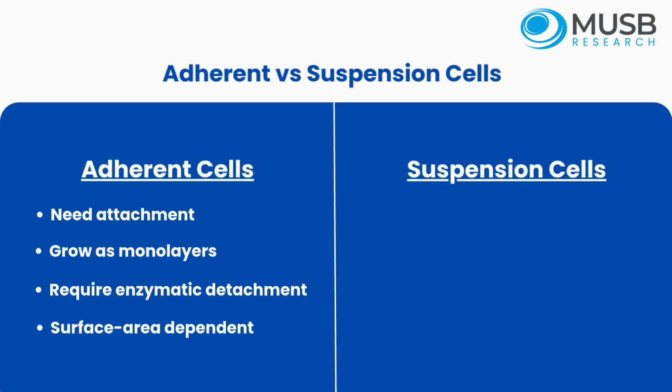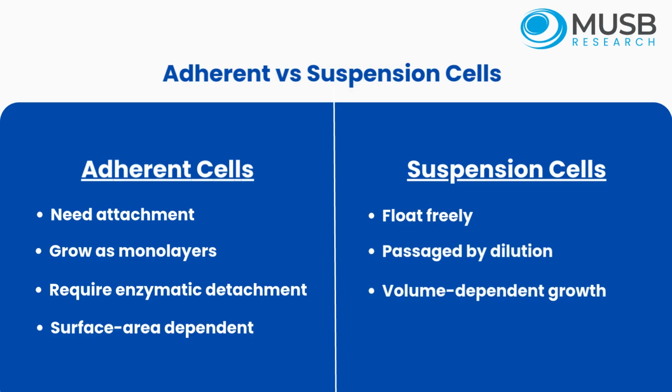Suspension cells, on the other hand, grow freely floating in the culture medium. They do not need attachment, and they are usually passaged simply by diluting the culture into fresh media. Their growth depends more on volume than surface area, which makes them easier to scale for larger production systems. This is one reason why suspension cultures are often preferred in biotechnology, especially for large-scale protein production and industrial applications. Understanding the difference between these two growth types is essential for choosing the right culture method for your experiment.